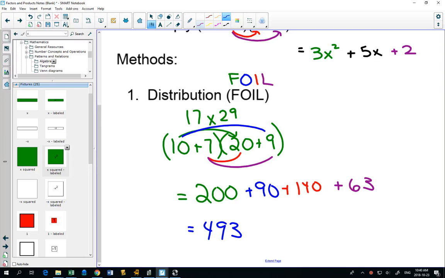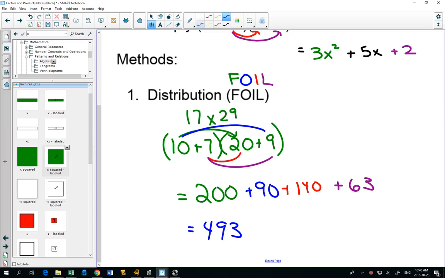So you could multiply 17 times 29 using FOIL. And the hardest multiplication you had there, what's harder, 7 times 20 or 7 times 9? I don't know. Maybe they're about the same. If you know your times table up to 10, you can now multiply 17 times 29 using FOIL. And what's really neat is some of the algebra things that we learn, we can apply to numbers. Okay?